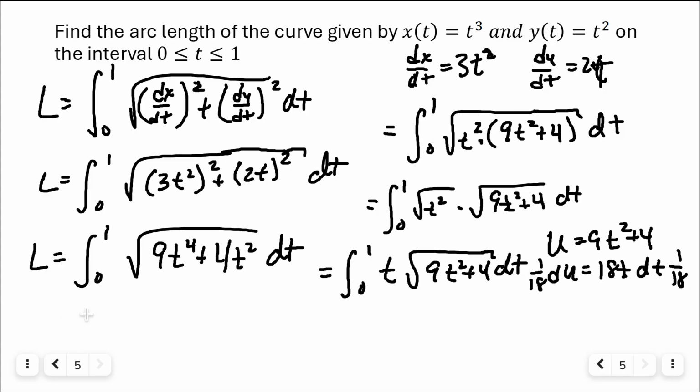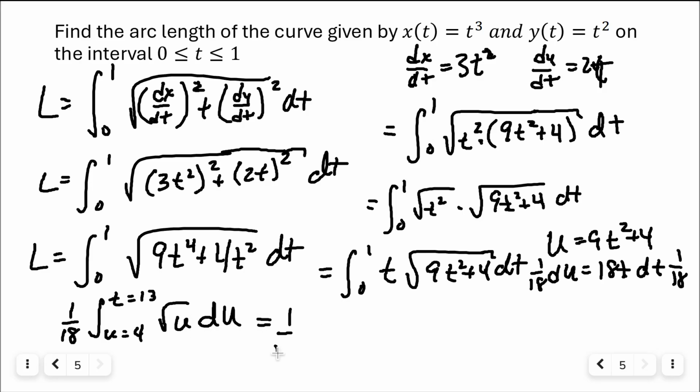So this is going to be 1 over 18 times the integral, let's change the bounds. If t equals 0, u equals 4. If t equals 1, u equals 13. And this is going to be the square root of u, du. So that's 1 over 18, straight line, from u equals 4 to u equals 13. The integral of the square root of u, that's u to the half. Its integral is u to the 3/2, times 2/3.